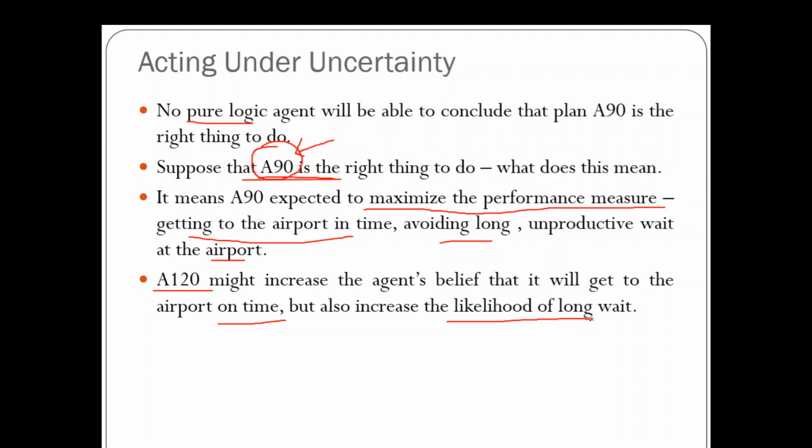Okay, but so there may be another plan A120. This might improve the performance measure of getting to the airport on time. It may take the individual to the airport on time, but also it increases the likelihood of a long wait. So it all depends on which parameter you give more weightage and which one you give less weightage. Accordingly, the right action or the right plan will be deduced.